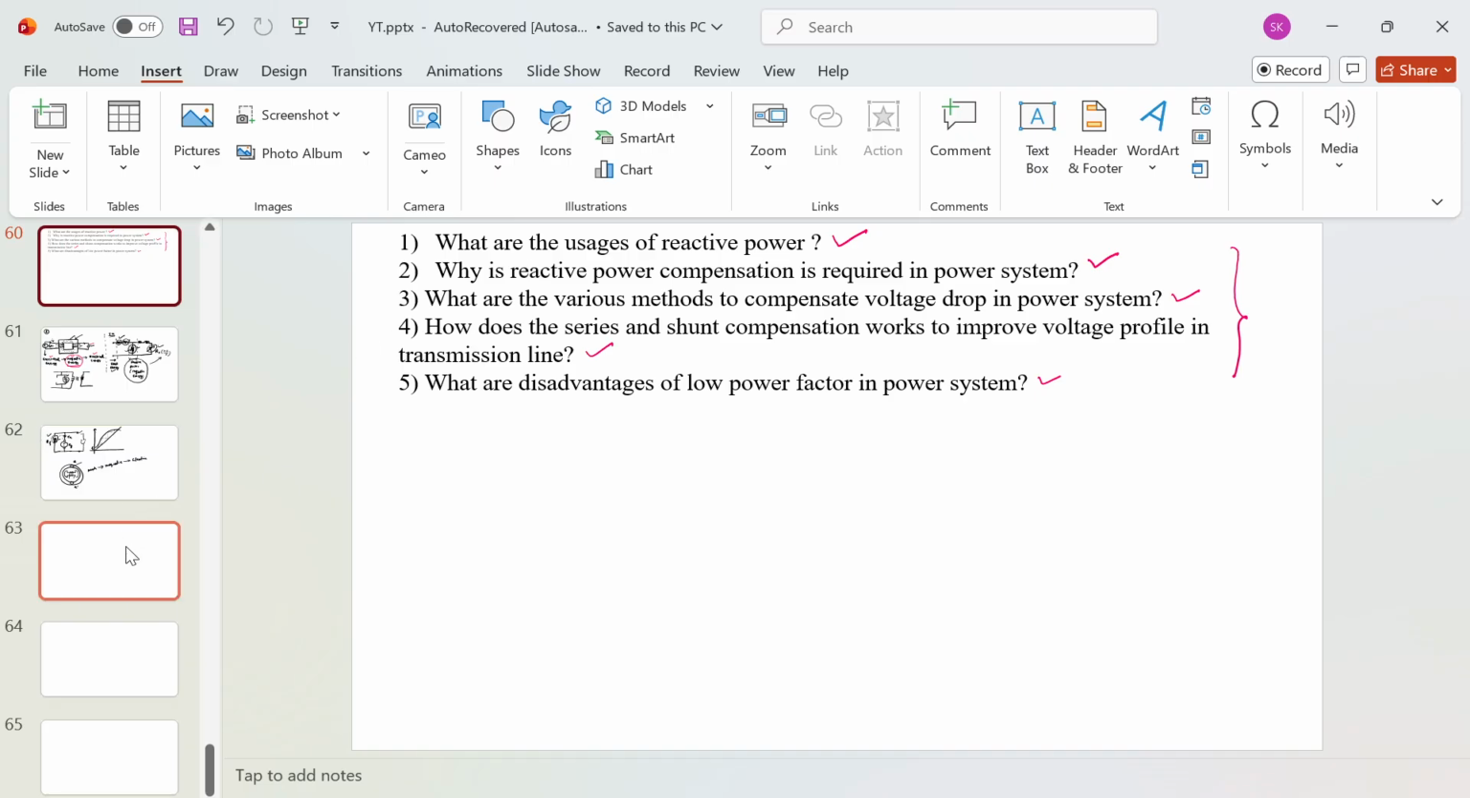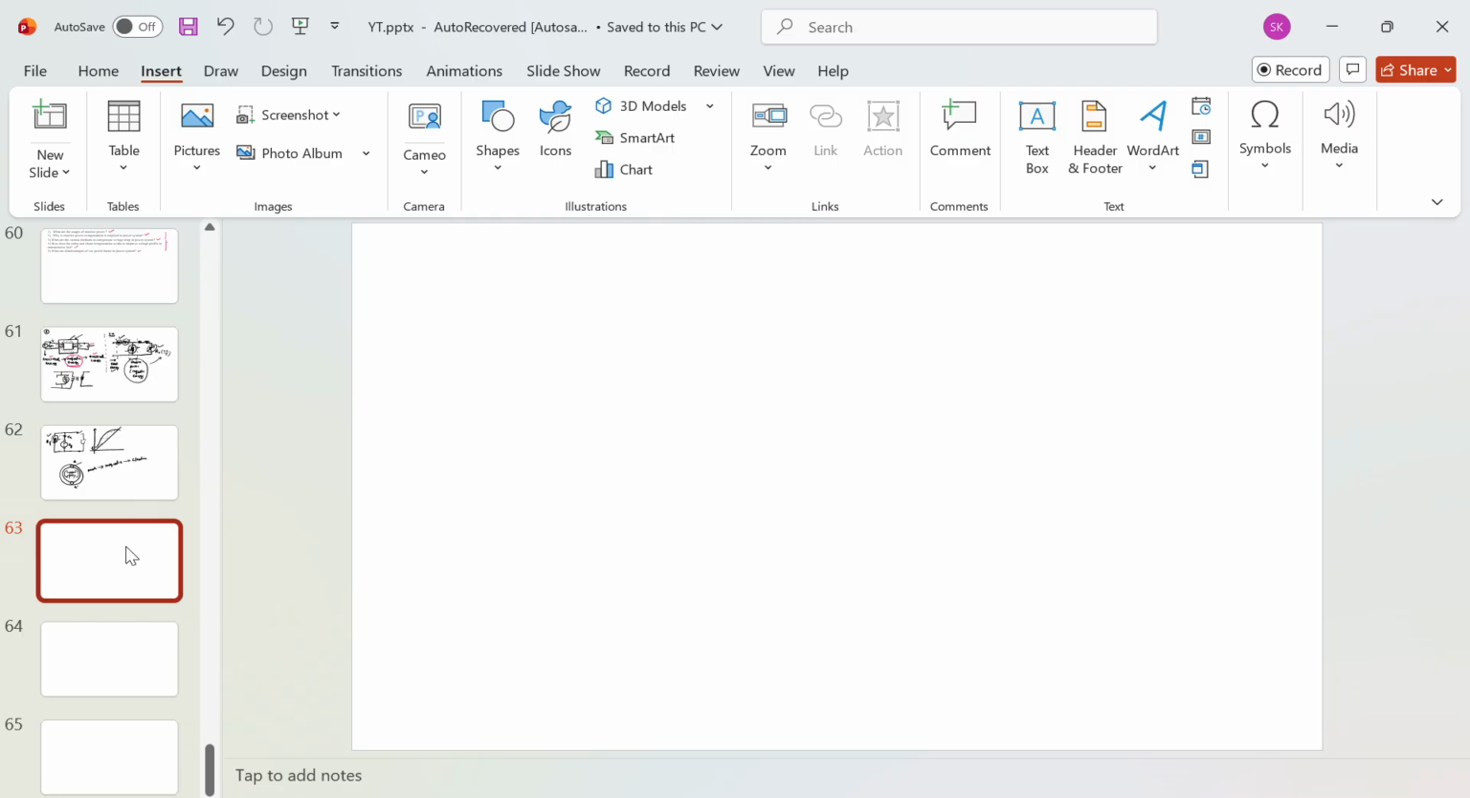First of all, why is reactive power compensation required? Basically, reactive power compensation and the voltage, these two things are tightly coupled. Okay, so let me take one example for that. Then it will be much clearer for you. Let's say you have a two bus system, and this is Vs at an angle delta, the sending end voltage, and Vr at an angle 0, and jX.